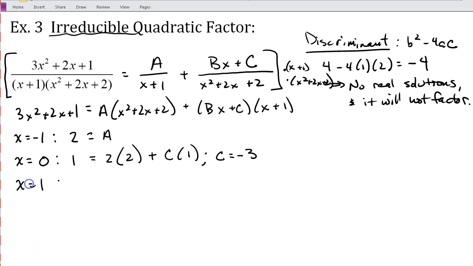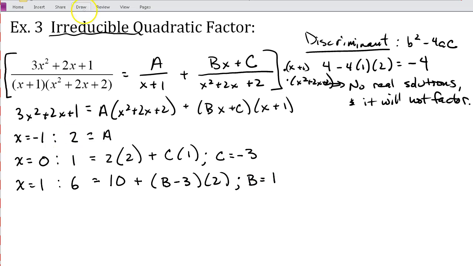And then let's just use x equals 1. That'll be a convenient value there. And we should get 6 on the left. And this will give us 10 when I substitute in 2 for A and 1 for x, plus 1 here, and C was negative 3, so that'll be B minus 3 times 2, substituting in 1 for x. And again, solving this for B, we should get that B is equal to 1.